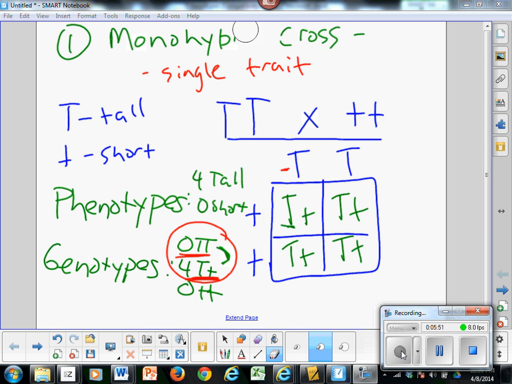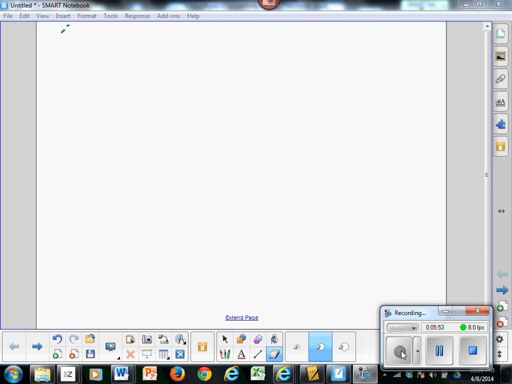All right, second type of Punnett square that we dealt with. Number 2. The second type is called incomplete dominance.